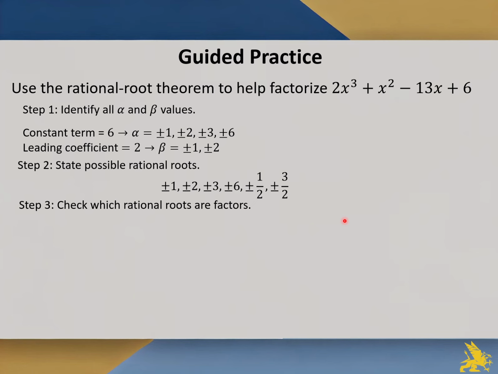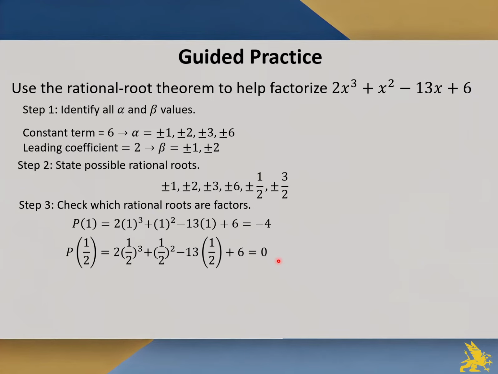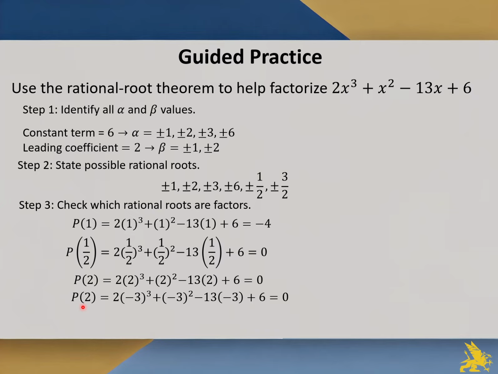Now, we only need to find one, and then we can find the rest after we've done long division. So let's check which rational roots are factors. So let's start off by just putting in 1. We've got negative 4. So I'll put in a half, and I got 0. I've put in 2, and I've also got 0. Oops, and that one there should have been negative 3.